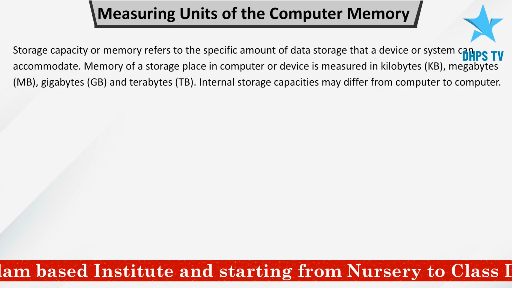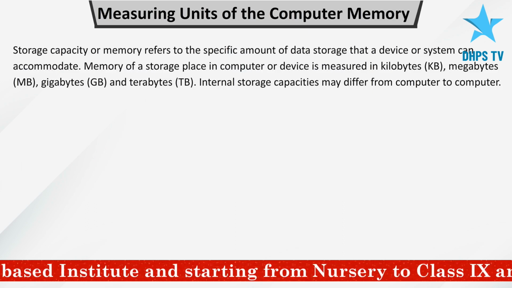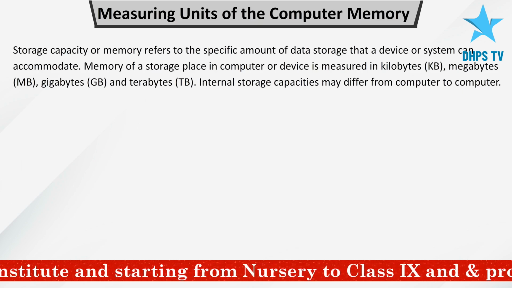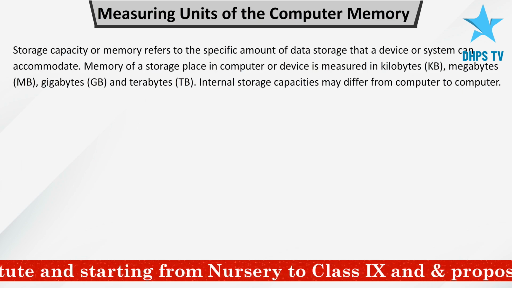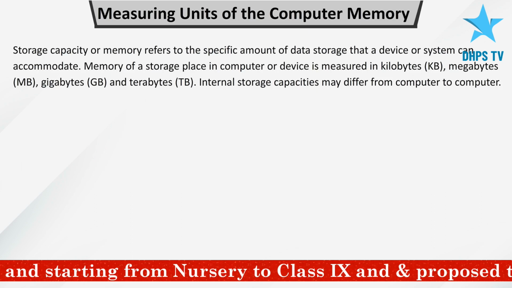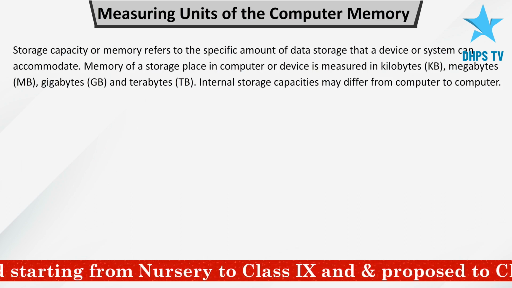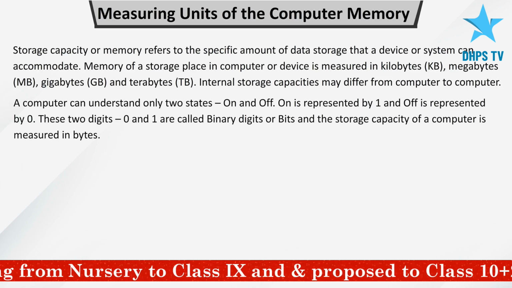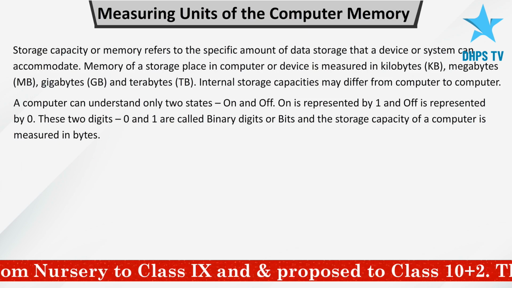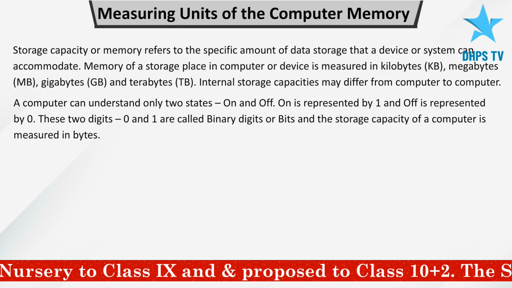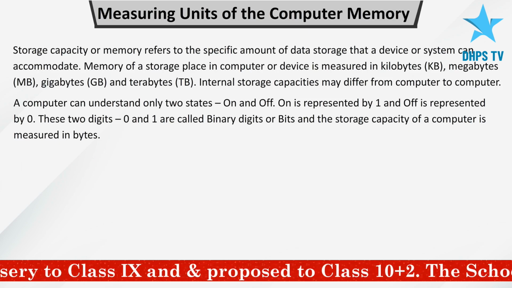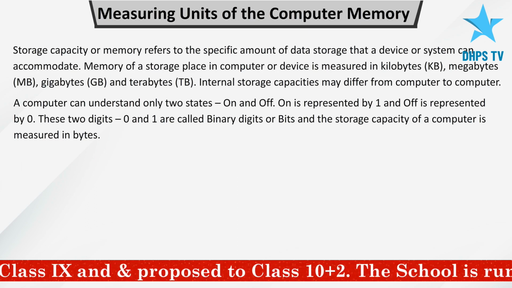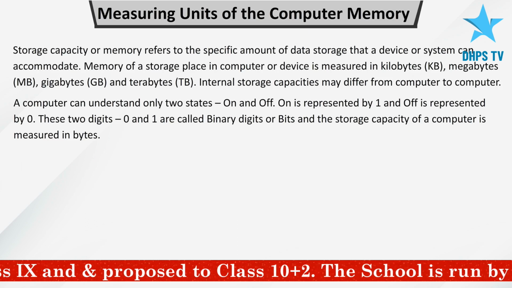Measuring units of the computer memory. Storage capacity or memory refers to the specific amount of data storage that a device or system can accommodate. Memory of a storage place in a computer or device is measured in kilobytes, KB, megabytes, MB, gigabytes, GB, and terabytes, TB. Internal storage capacities may differ from computer to computer. A computer can understand only 2 states, on and off. On is represented by 1 and off is represented by 0. These 2 digits, 0 and 1, are called binary digits or bits.